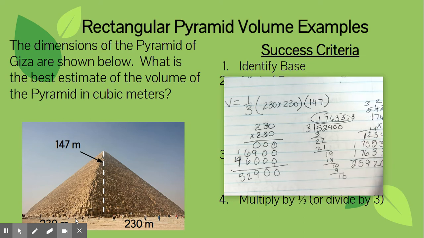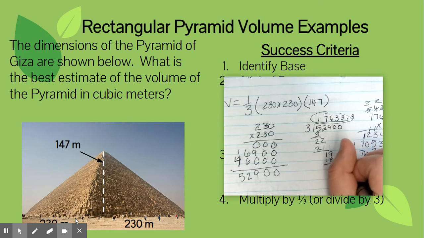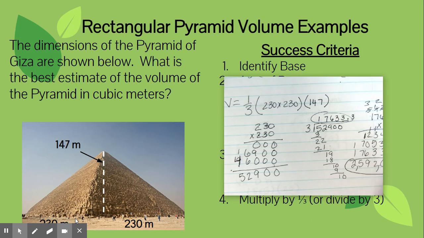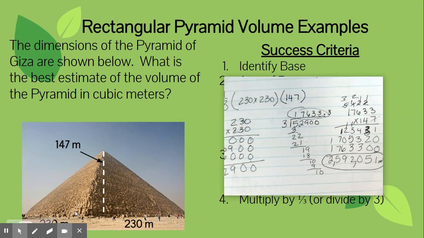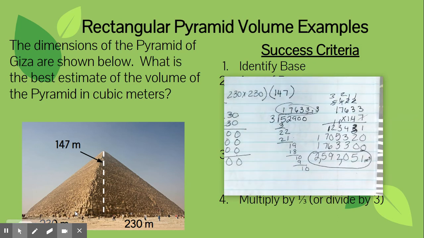So that's the volume of the Pyramid of Giza in cubic meters. That makes sense. It's a big pyramid, right? 2,592,051 cubic meters. Sorry, I was doing that off the screen. Okay, so look at that, and that's how it is.